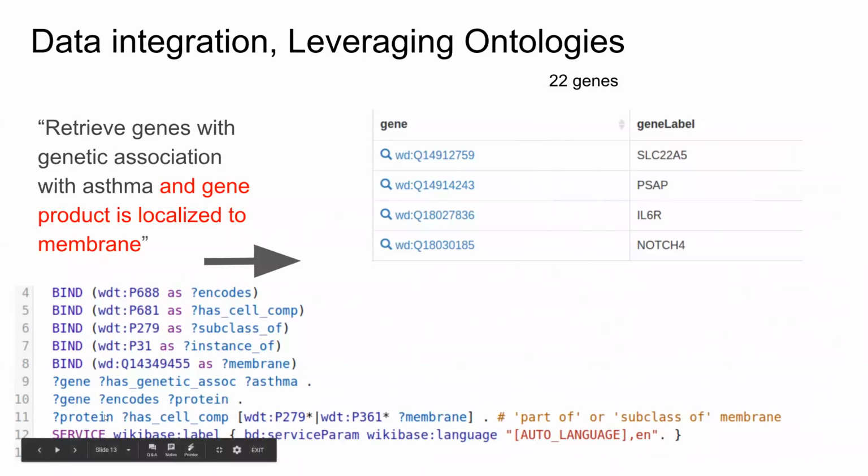So we can say this gene encodes a protein, where each of these things have PIDs and QIDs. That protein has a cellular component. And then this means something that is a part of or subclass of membrane, and the star means any number of steps. So any term that is a descendant through part of or subclass of membrane, and then get any proteins that have cellular component annotated as any one of those terms. And we get back an answer.